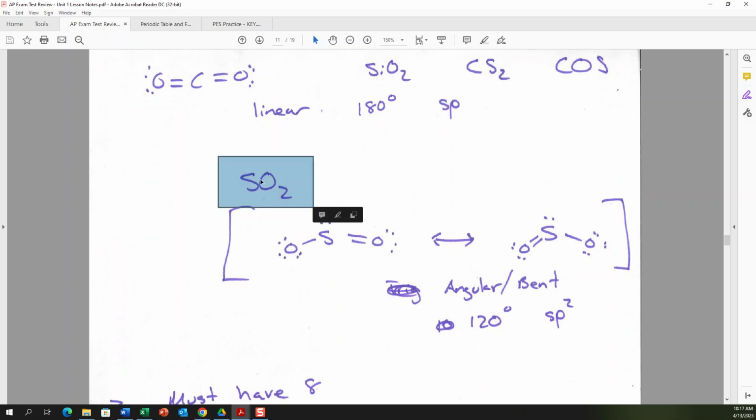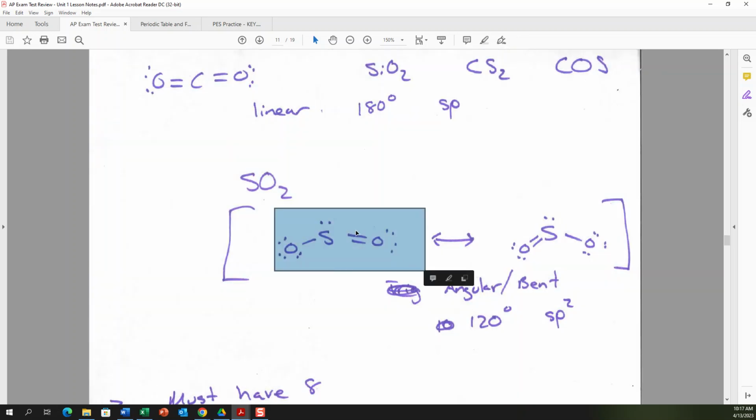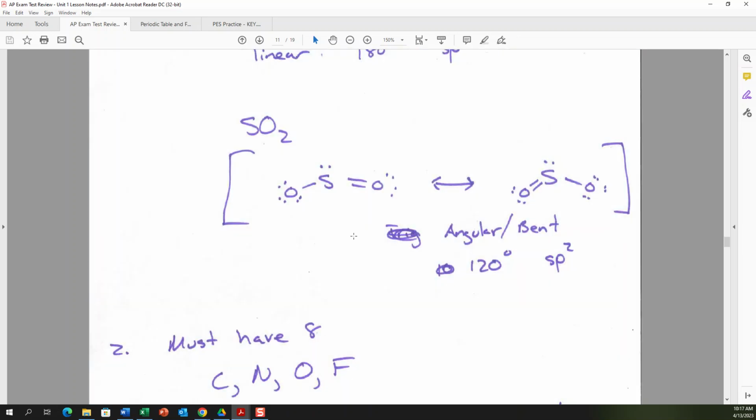So like if I were to draw the dot structure for SO2, I would end up in a situation where I could draw the double bond here, but I could also draw the double bond here. So that's when you have to include your resonance structures. So you put both the structures in brackets and then you just connect them with a double arrow. This would be 3 total domains. So it would be sp2 hybridized, 3 domains. So the bond angle is around 120.